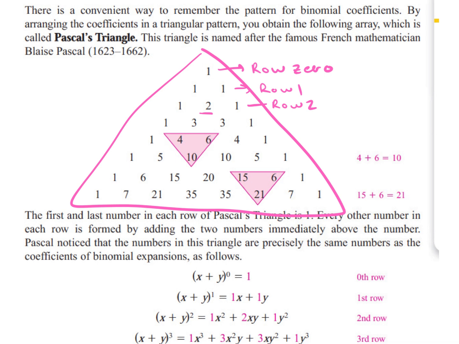Now, you have to come up with Pascal's triangle. So I'm not asking you to memorize this, but you do need to know how to come up with it. So what we would do if we didn't have Pascal's triangle in front of us. To come up with Pascal's triangle, we start with a little triangle of ones. 1, 1, 1.